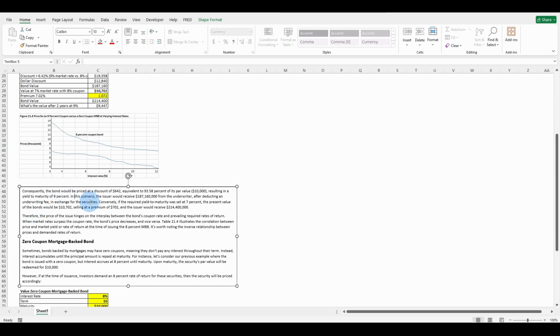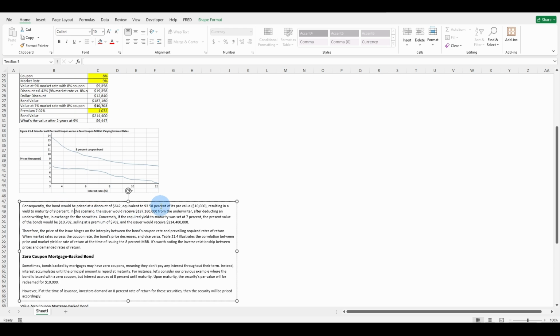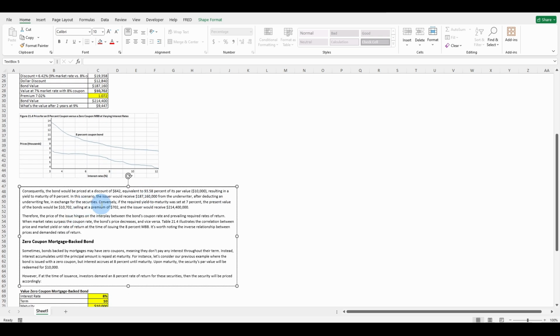Here's the scenario. Consequently, the bond will be priced at a discount of 642, equivalent to 93.58% of its par value, resulting in a yield to maturity of 9%. I just put up here market rate, which is actually the yield to maturity. You have to compute this as opposed to coupon. You don't know coupon from yield to maturity. Check out the present value. So in this scenario, the issuer will receive only 187 million after deducting all the other stuff. Conversely, if the required yield to maturity was 7%, you get 214.